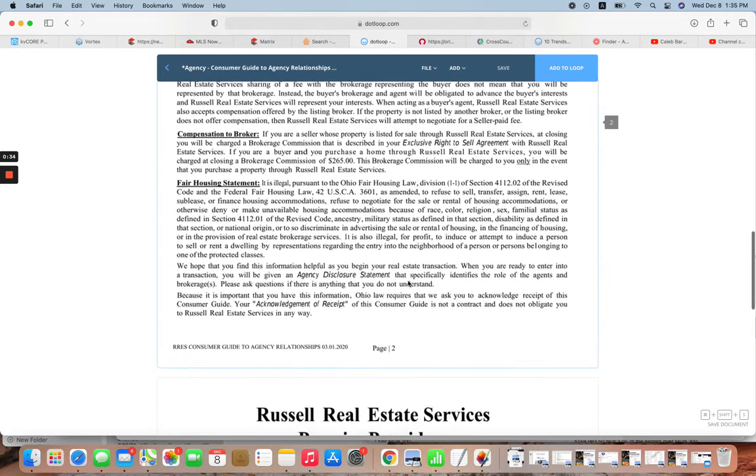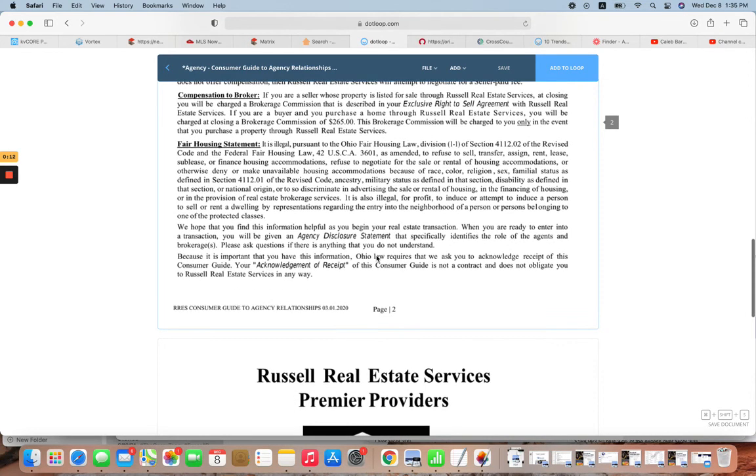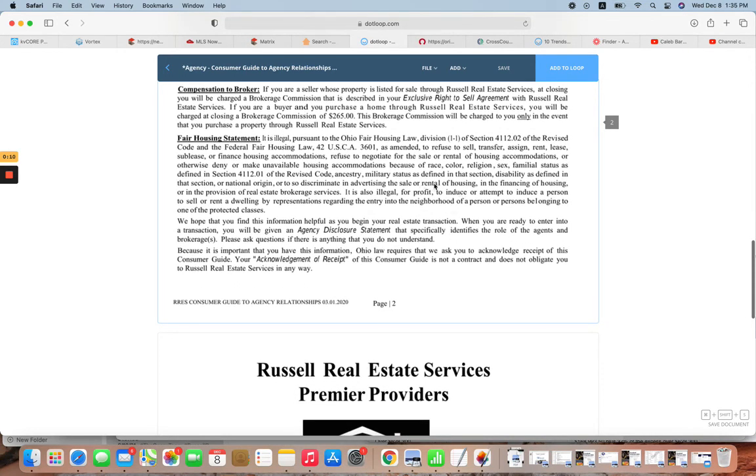And then lastly, we have our fair housing statement, where it just says that it's illegal to discriminate against the nine protected classes, which are race, color, religion, sex, familial status, ancestry, military status, disability, and/or national origin. So you're not allowed to discriminate against anybody when looking to sell or rent your house, for financing, or in the provision of real estate brokerage services.